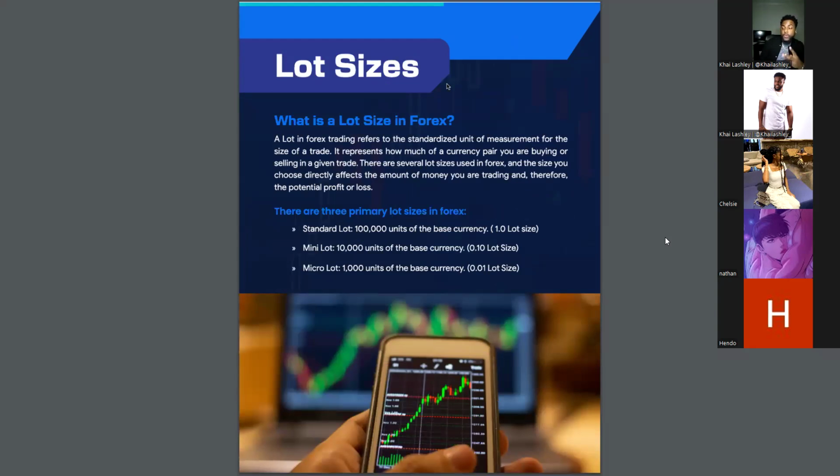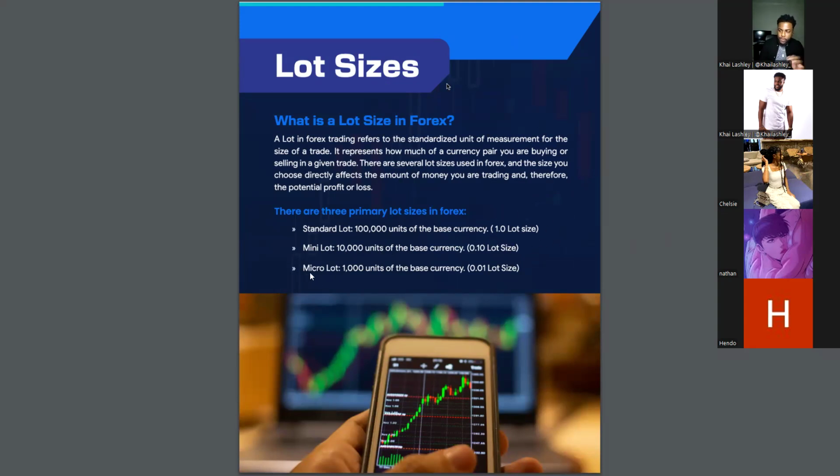The second thing is going to be your lot sizes, and this part is actually pretty simple. Don't get caught up in the 100,000 units and all that. This part is kind of irrelevant because you don't ever use it. The main things to understand, just understand this.